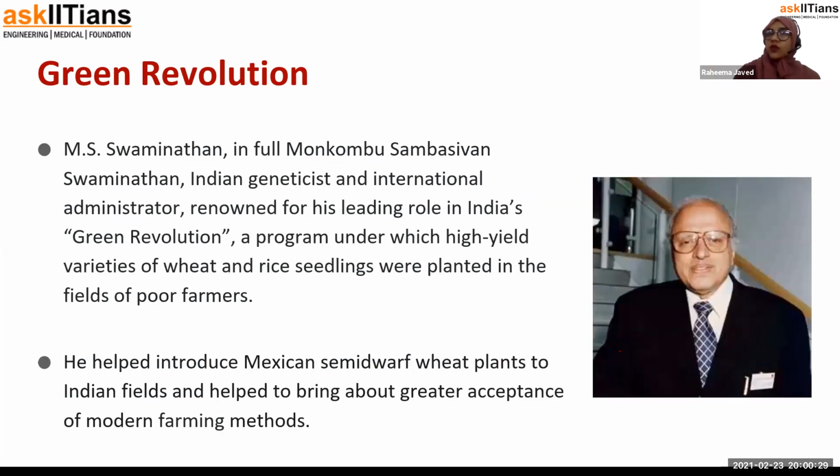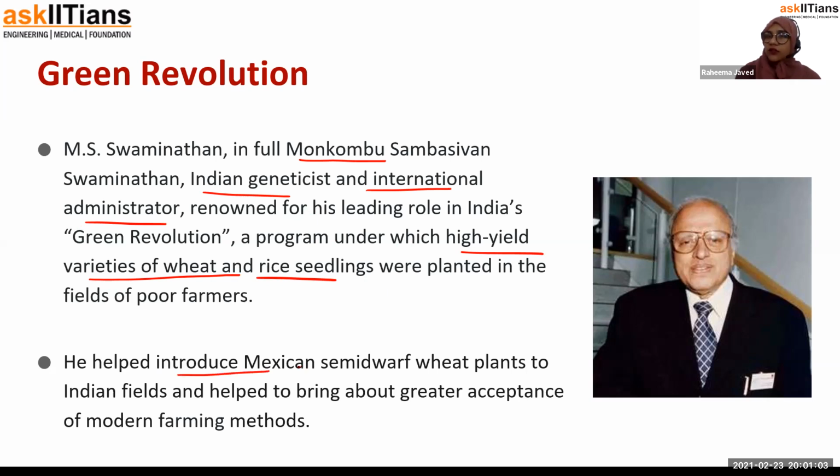So this is MS Swaminathan. You all must have recognized him. In full, he is Monkombu Sambasivan Swaminathan. He's an Indian geneticist. Yes, he is still alive, and an international administrator who is renowned for his role in India's Green Revolution. The Green Revolution in India is a program under which high yielding varieties of wheat and rice were planted in the fields of poor farmers.